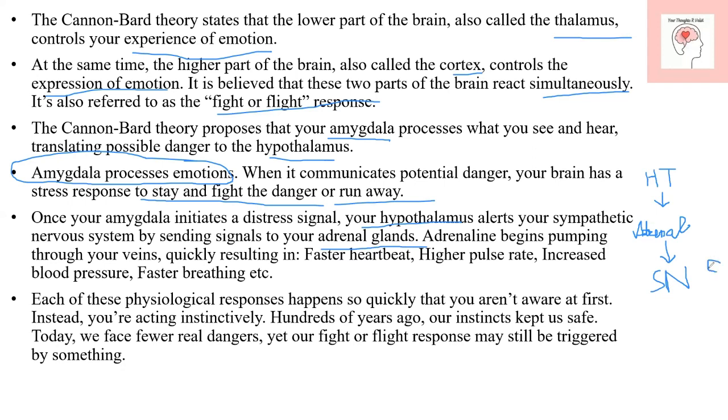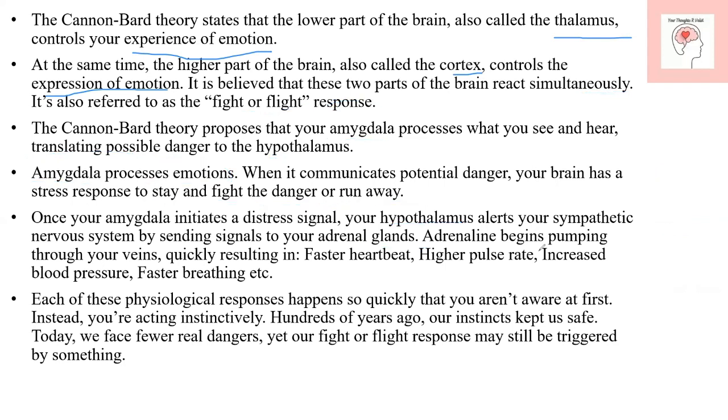Adrenaline begins pumping through your veins, quickly resulting in a faster heartbeat, higher pulse rate, increased blood pressure, and faster breathing. Adrenaline is released from the adrenal glands only. I hope this part is clear. Then let's move on. Each of these physiological responses happens very quickly, and you won't even be aware of it at first. These things happen automatically.